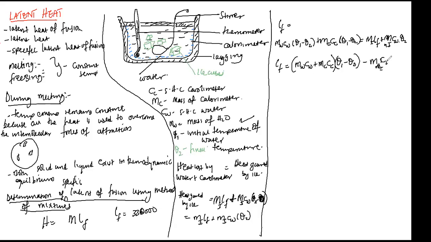Specific heat capacity of the water times θ2 divided by the mass of the melted ice. All this was the mass of melted ice. Okay. So with that, you can get a value of latent heat of fusion using the method which we call the method of mixtures.